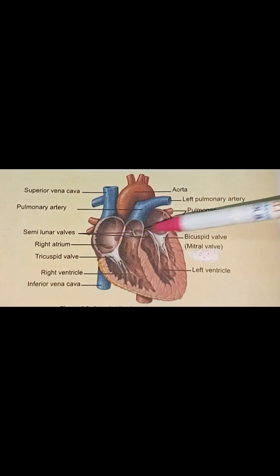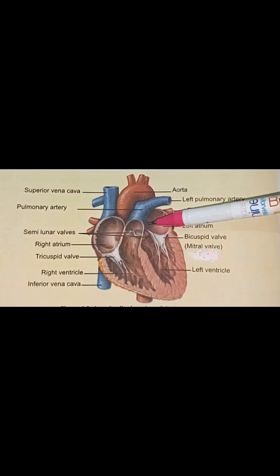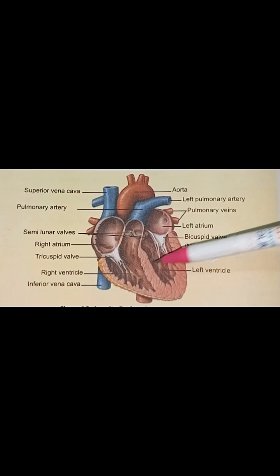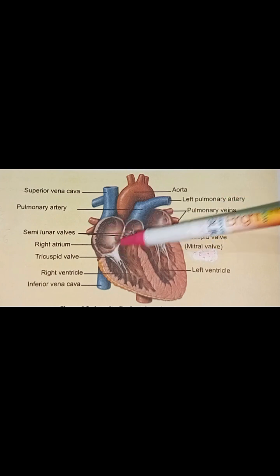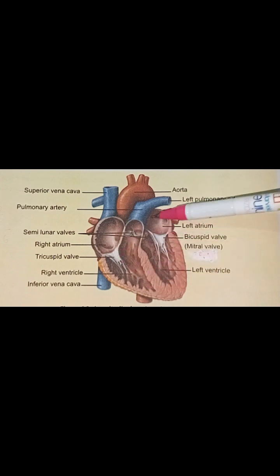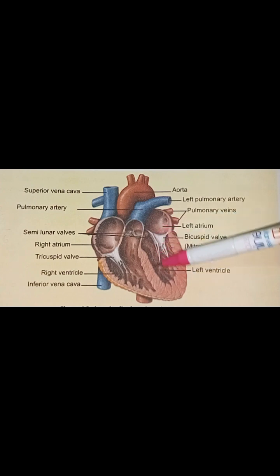These two are atria, and these two are called ventricles. This is called the right atrium, and this is called the right ventricle. This is called the left atrium, and this is called the left ventricle.